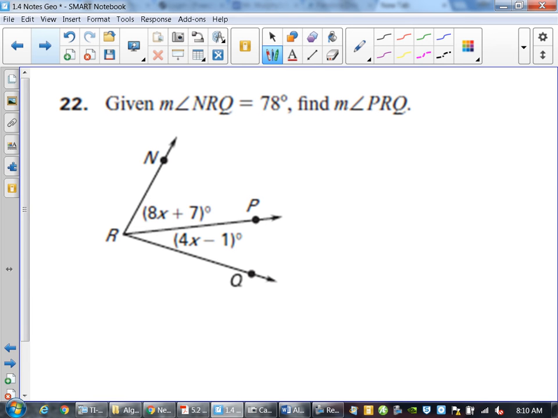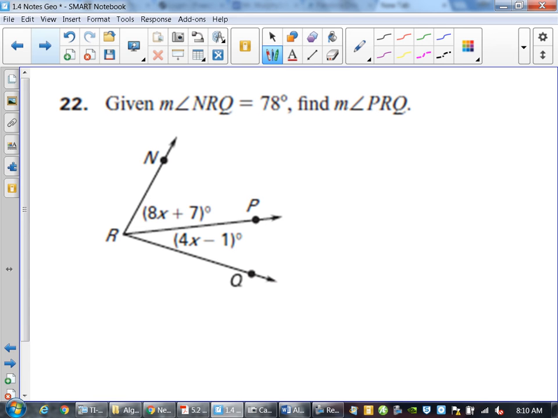It is going to be quite literally the exact same scenario as segment addition. Nothing is different except for the fact you hit a vertex and you change direction. That's it. Okay? That's the only thing that's different. So in this case here, we have given measure of angle NRQ is 78 degrees. And notice, they throw in the geometry part. Not just solve for x, they're asking you to figure out the measure of angle PRQ.